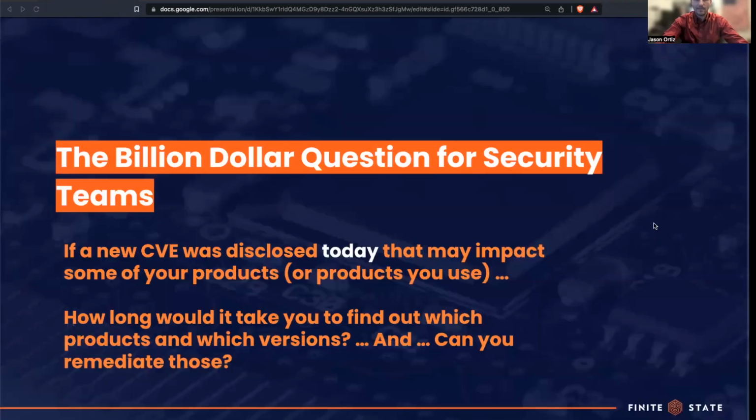So with that high level of integration of connected products and understanding whether or not those connected products are secure, most of our security teams are probably asking themselves this billion-dollar question right now. And that is, if a new CVE were disclosed today that impacts some of the products you use in your organization, how long would it take you to find out which products and which versions of those products are impacted? And potentially even an add-on here, can you even remediate those if you do discover them in a timely fashion?